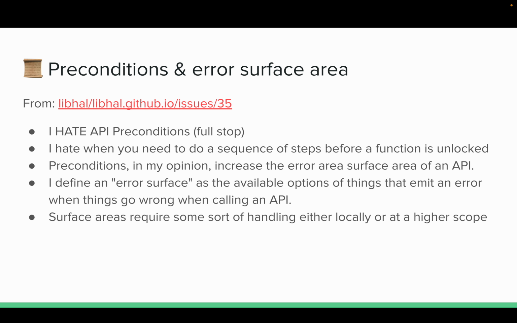And it's also harder for the user to reason about because they have to make sure that they did the prior sequence of steps appropriately before they can call your API. And I feel like this basically increases the error surface area. So the error surface area is if you call this API before calling another one, it might throw or emit an error of some sort. That is increasing the error surface area.